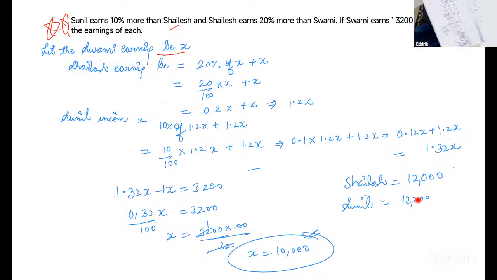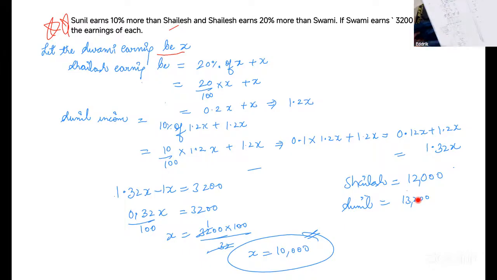Then the third equation. Swami earns 3,200 less than Sunil. So z is Swami, x is Sunil. So Swami earns 3,200 less than Sunil, so z is equal to x minus 3,200. So I got 10x minus 11y is equal to 0, 5y minus 6z is equal to 0, and x minus z is equal to 3,200. Then from the third equation, I got x is equal to 3,200 plus z.